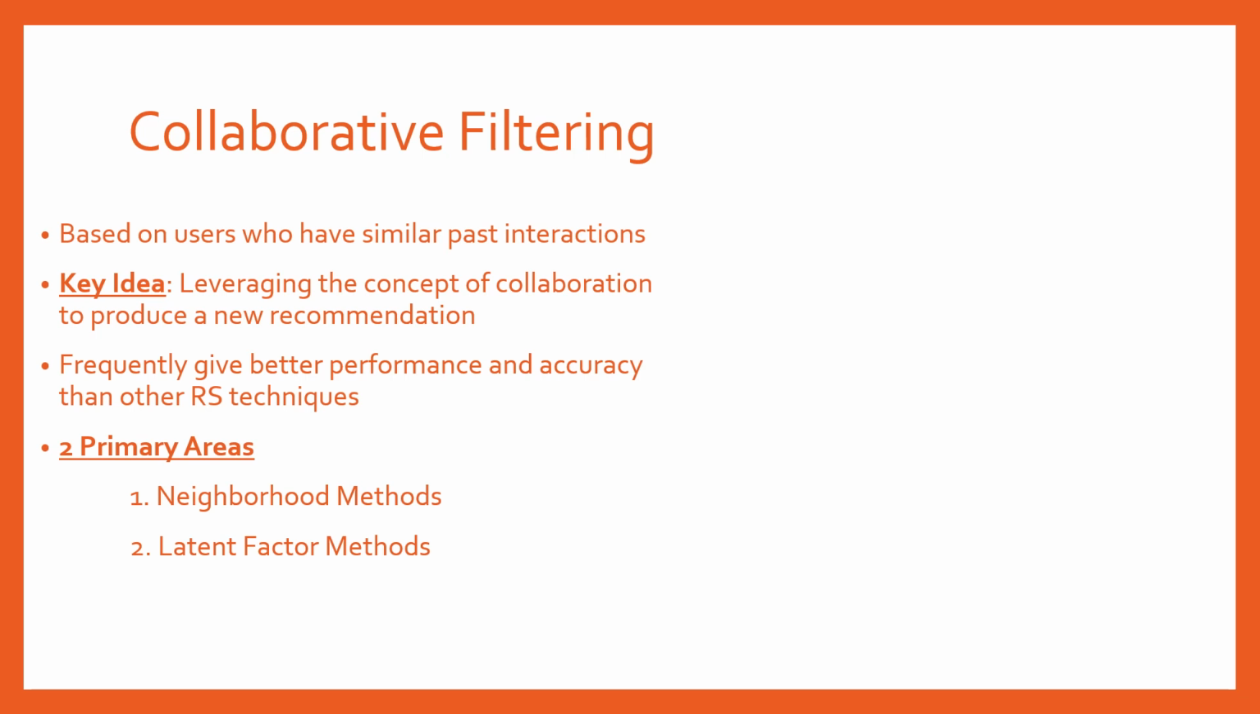Collaborative filtering is based on users who have similar past interactions. The key idea here is leveraging the concept of collaboration to produce a new recommendation. These methods have frequently given better performance and accuracy than other recommender system techniques. There are two primary areas of collaborative filtering: neighborhood methods and latent factor methods, of which matrix factorization is a part, which I will go more in depth on shortly.